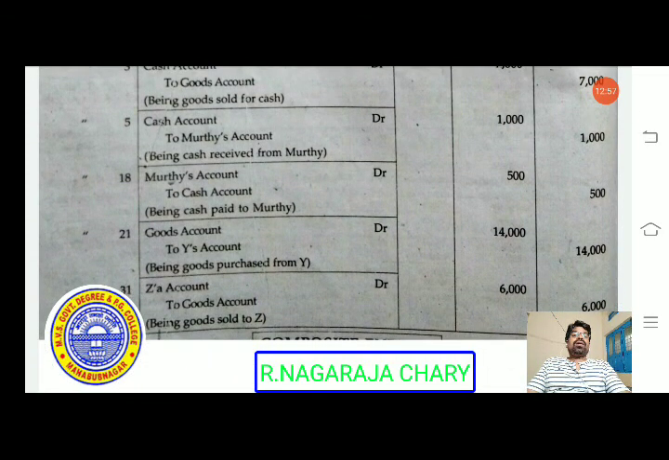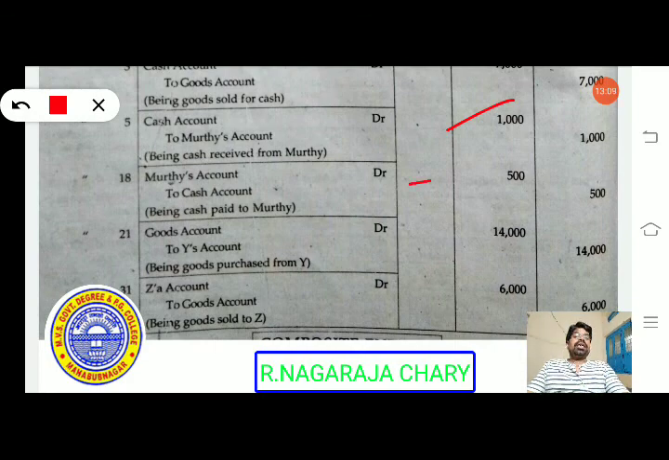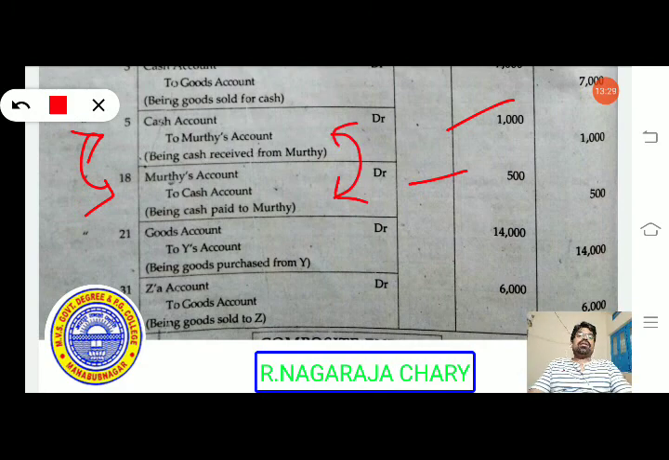So, you see in the earlier case, we are receiving cash from Murthy, that is 1000 rupees on 5th, but here we are paying cash to Murthy, just to reverse the entry on 5th date. So, cash account debit to Murthy account in the earlier case; in this case Murthy account debit to cash account, just the reverse, because earlier we received cash from Murthy, now here we are paying cash to Murthy.